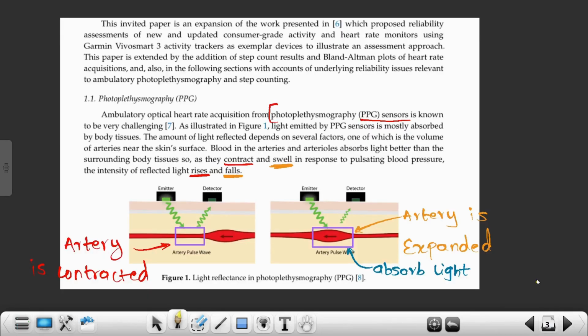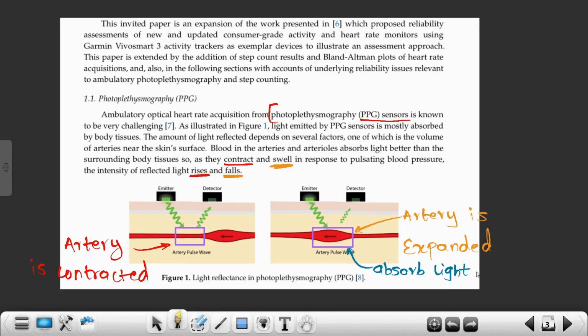With this image, what we understood is that when my artery is contracted, or in a relaxed position, it tries to reflect a high amount of light. On the contrary, look at the swollen part of the artery, that is, when my artery is expanded: the amount of light reflected to this detector is very less. Why? Because the majority of the light incident on this swollen artery is being absorbed. I hope you are able to understand this part.